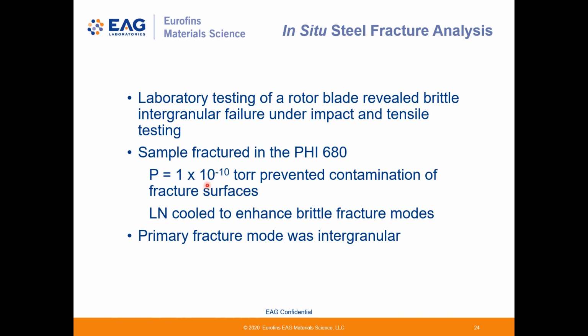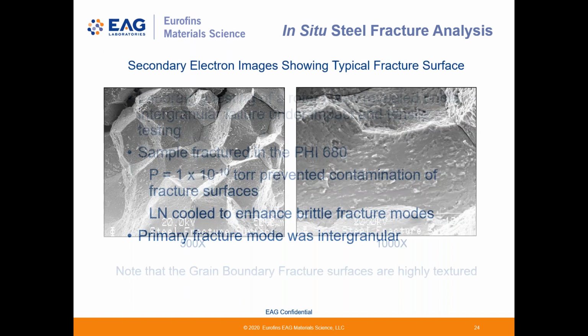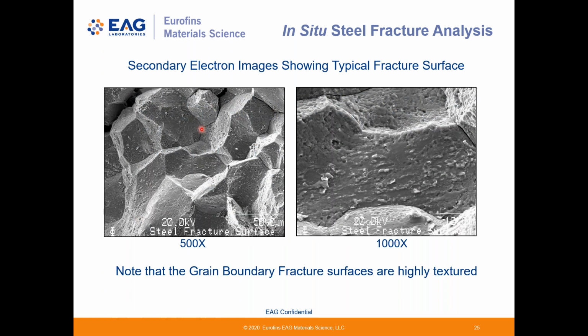This attachment also has the capability of cooling the sample to liquid nitrogen temperatures, which enhances brittle fracture modes. And that also occurred in this particular case. The SEM images after the fracture show very, very sharp granular edges, typical of intergranular separation.